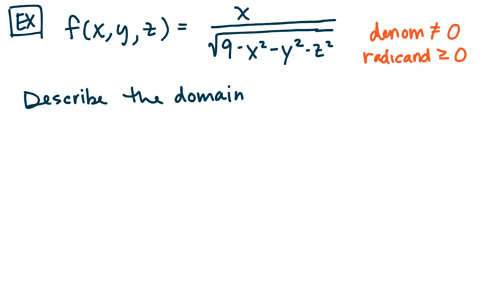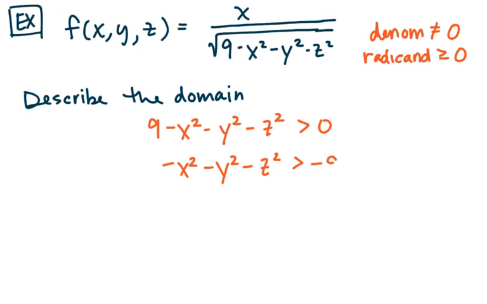So what we are discovering or figuring out here is that 9 minus x squared minus y squared minus z squared, that argument in the denominator under the radical, we know that has to be strictly positive. And if I were to rearrange this, I would end up with negative x squared minus y squared minus z squared is greater than negative 9. Dividing by negative 1, we have x squared plus y squared plus z squared is less than positive 9.